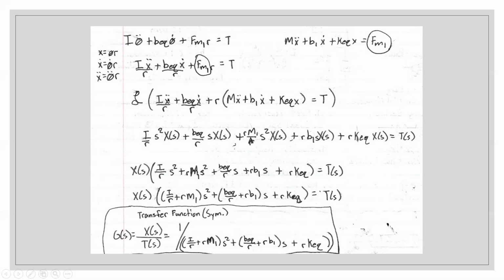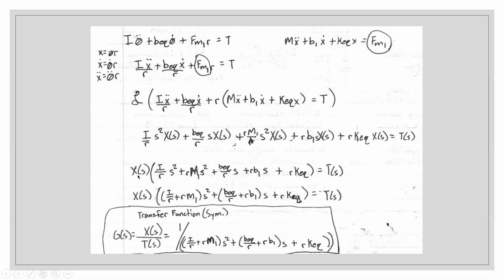So we have I x double dot over R plus B equivalent x dot over R plus the radius of Fm1 on the gear side times what Fm1 is equal to on the block side, close parentheses after the multiplication, times R, equals the torque applied. Now we're going to take the Laplace transform in order to put this in the transfer function.